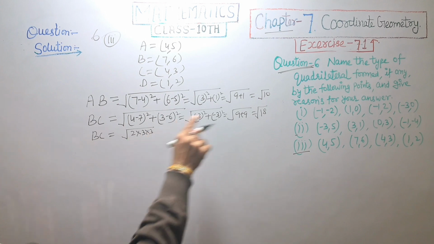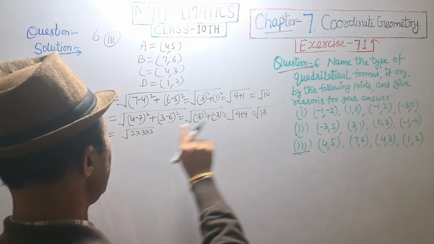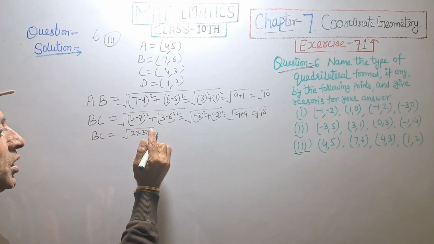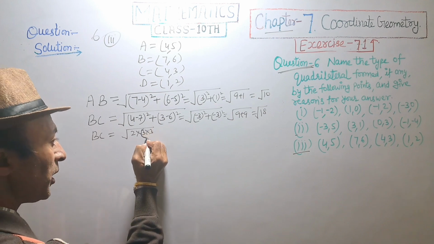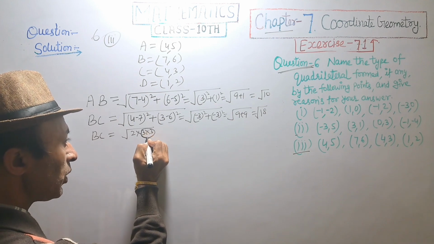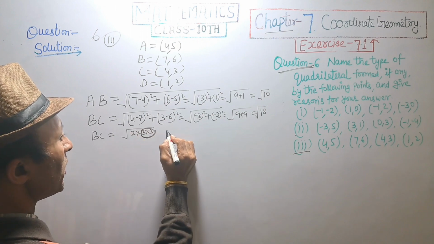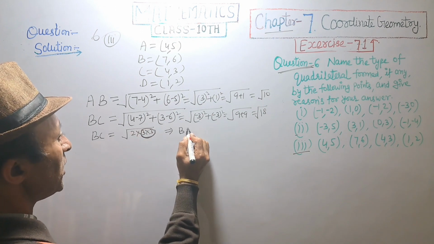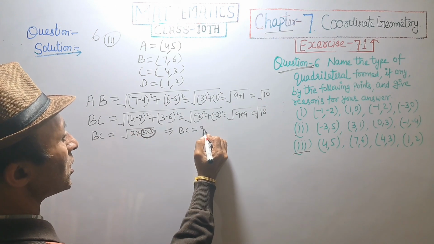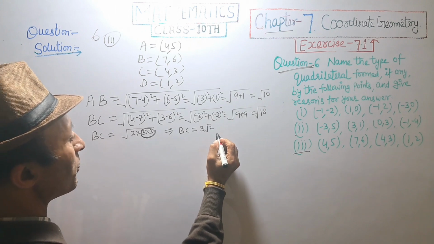3 3s are 9, 2s are 18. Prime factorization of 18 is equal to 2 into 3 into 3. But in root, one pair of 3 is taken common. This implies BC is equal to 3 root 2 units.